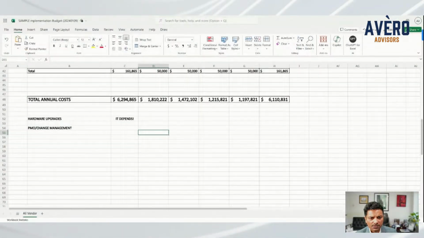All right. Screen share. Let's see. Okay. I'm getting the hang of this.